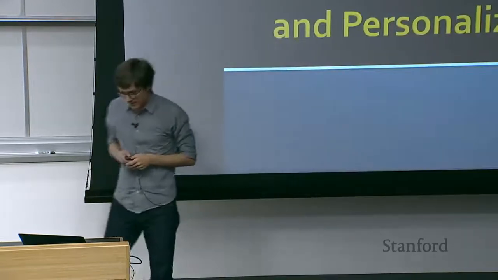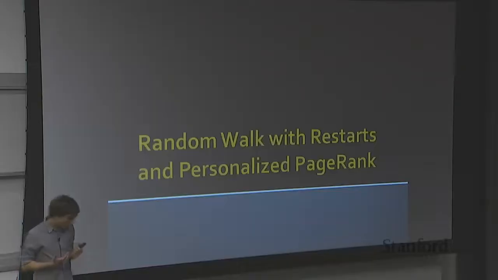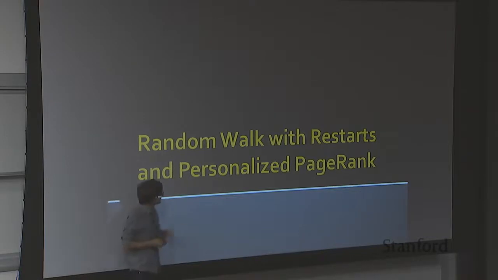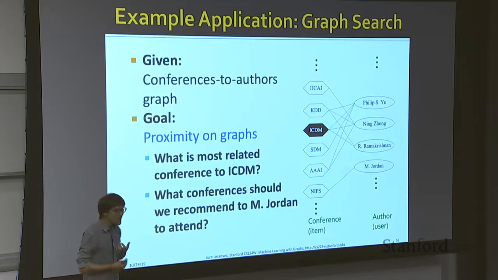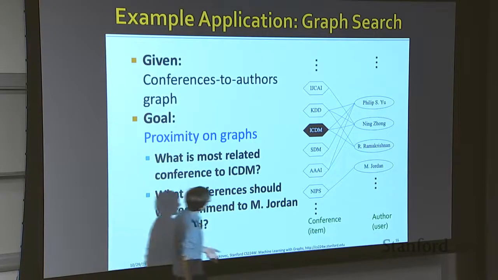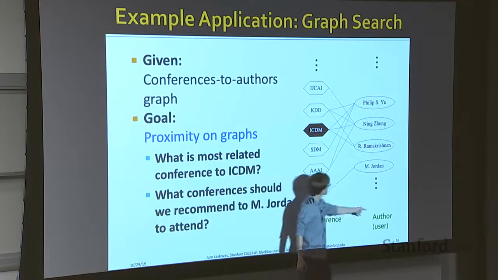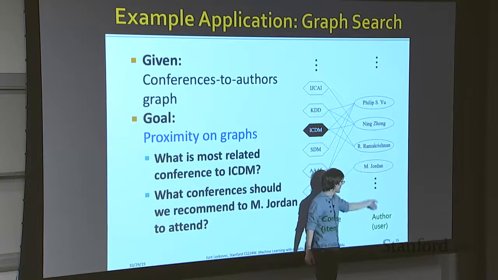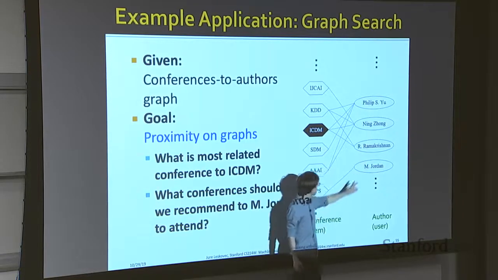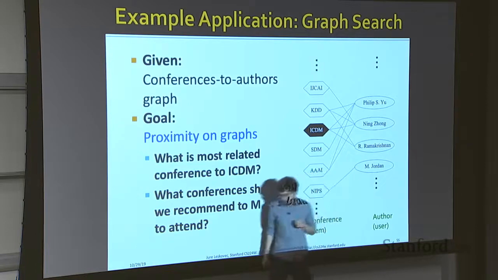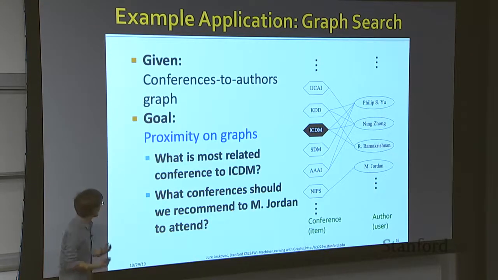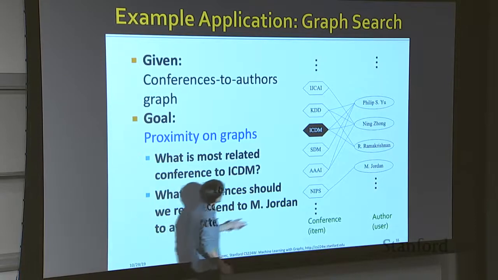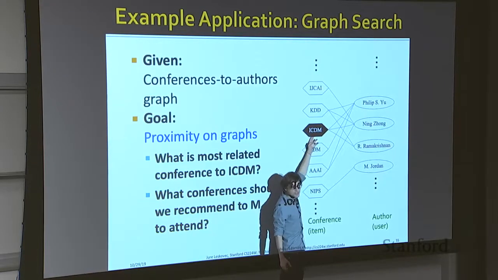So let me now show you one application of this, and we'll talk about the notion of personalized PageRank, and we'll talk about random walk with restarts. Imagine you have a graph of computer science conferences and authors, professors who publish at those conferences, and you connect a professor with a conference if the professor publishes at that conference. And then you could want to ask questions like, what is the most related conference to this conference, ICDM?